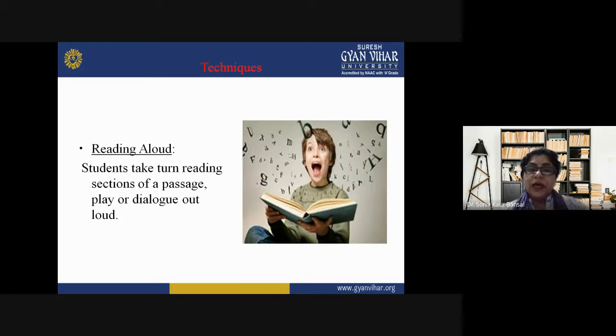So, reading aloud by the student actually gives a chance to the student to train his mind, train his speech in the target language. So, that was done purposely. So, reading aloud is a must for a teacher to do.